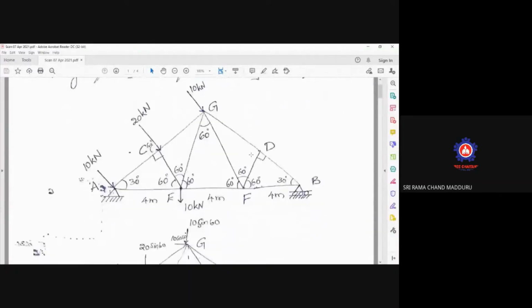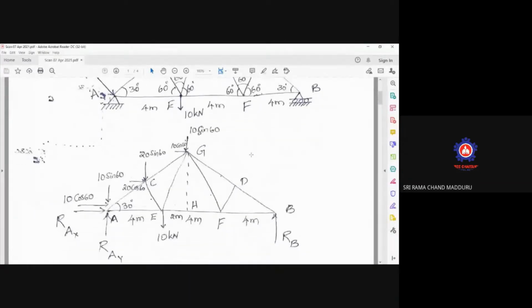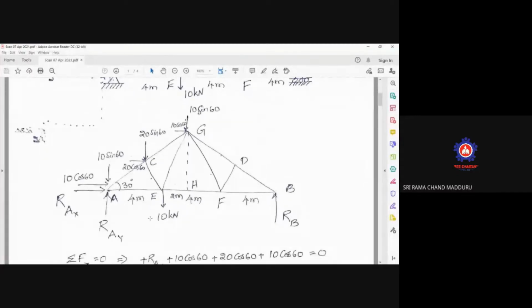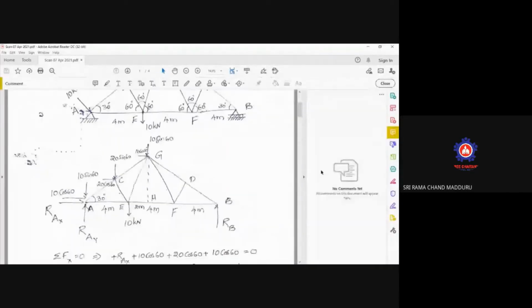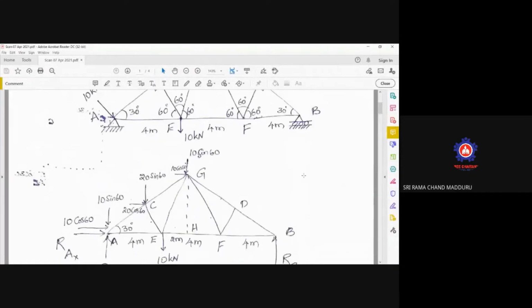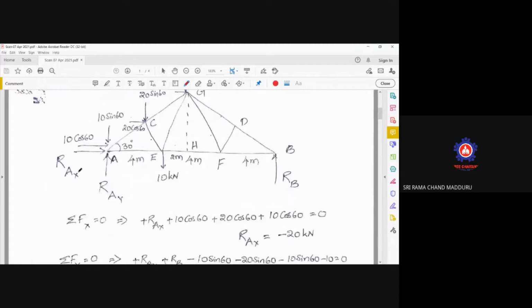In the first step, to calculate the forces in the members, we first of all calculated the reactions. In the reactions, RAX, RAY, RB, as A is a hinged support, you need to write down the reaction along X direction as well as along Y direction. Now in this case, RAX is calculated.